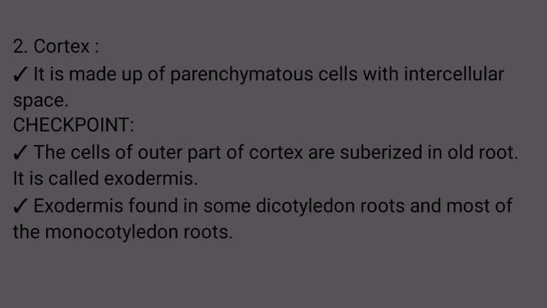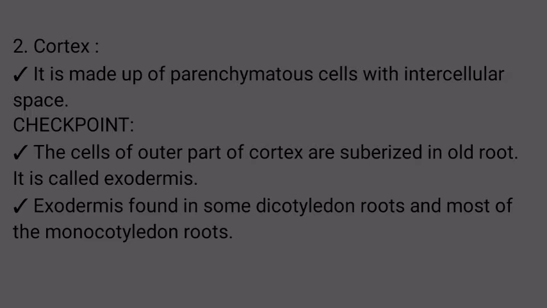Cortex is made up of parenchyma cells with intercellular spaces. The cells of cortex are parenchymatous and they contain intercellular space between the cells. Checkpoint. The cells of outer part of cortex are suberized in old root. This suberized part is called exodermis.